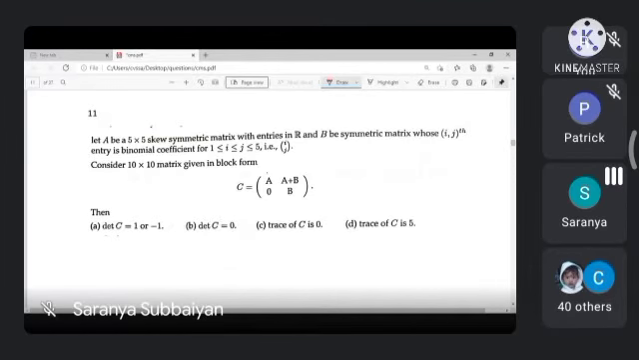Okay, so read the question. A is a 5 cross 5 skew symmetric matrix, which means the determinant of A is equal to 0, with entries in R, and B is the symmetric matrix whose (i, j) entry is the binomial coefficient iCj for 1 less than or equal to i less than or equal to j less than or equal to 5. What is the answer?